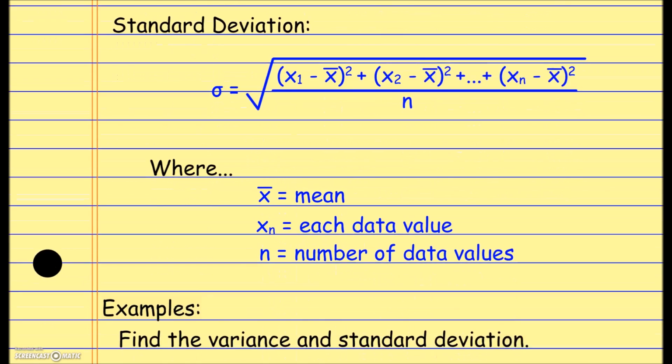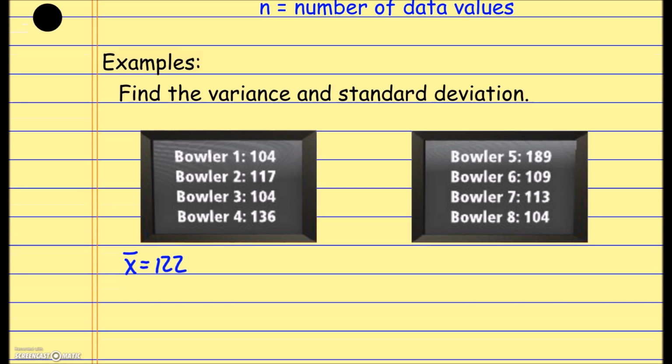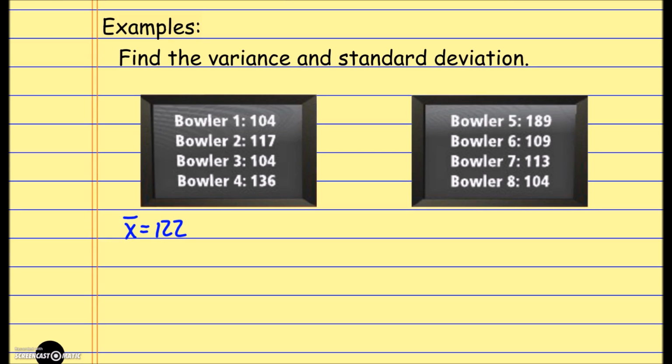For example, if I look at something like this, and this is an example that we've done previously, the first thing we always need to identify if we're going to do variance and standard deviation is the mean. For this one, when I identified the mean before, it was 122. So that becomes really important, so I'm going to use that 122. I'm going to find variance first, because it kind of just happens first. So I'm going to say sigma squared equals.